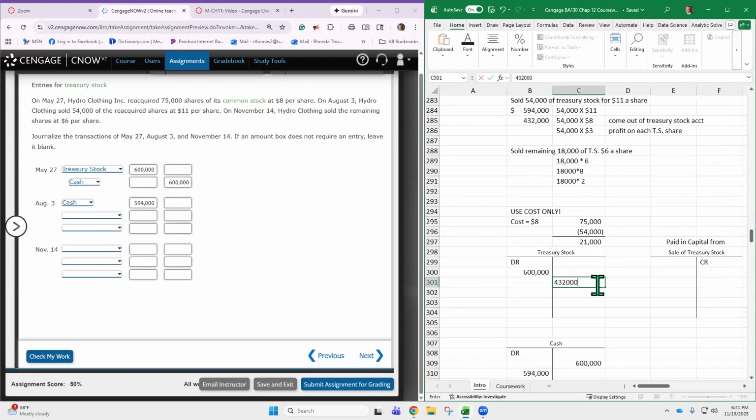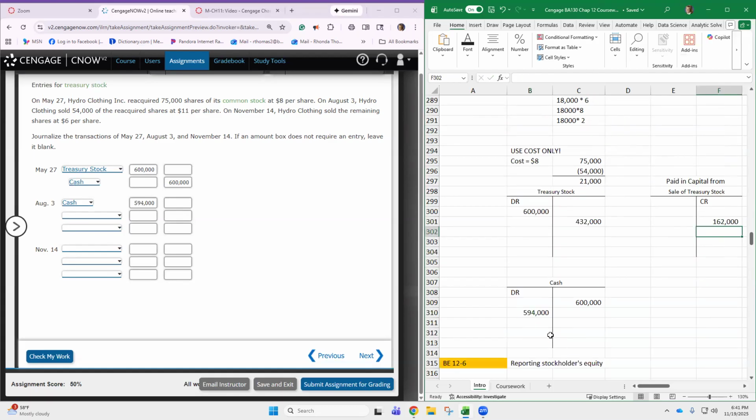432,000 is going to come out of treasury stock, and the rest, that profit, right? So the profit we made is the 54,000 shares that we sold times 3. Yep, times 3. So we made a nice little profit of 162,000.